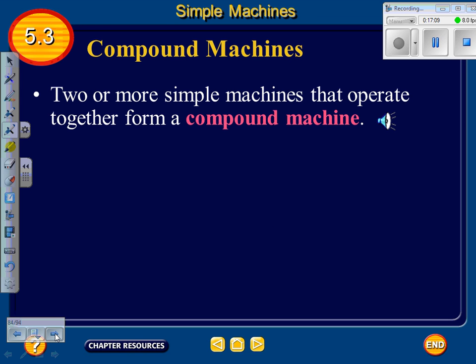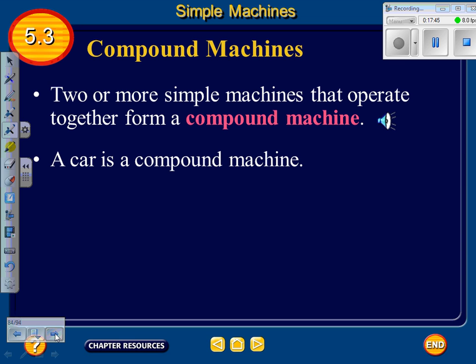Compound machines. Two or more simple machines that operate together form a compound machine. When you get to the Rube Goldberg project and you're building your machines, they may be compound machines. You may have a device that has more than one simple machine in it, and that's fine for the operation. But in your explanation, if you're doing a video, for example, you need to explain that you understand the makeup of your compound machines. Where are the simple machines?